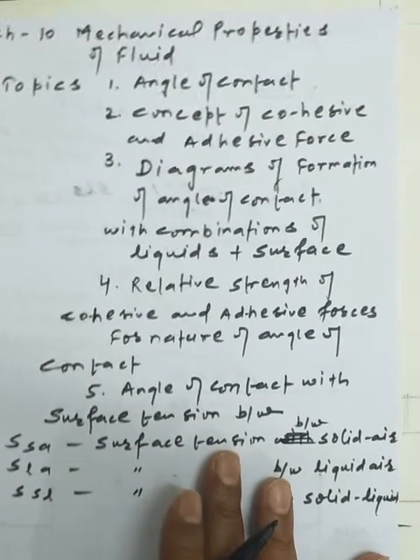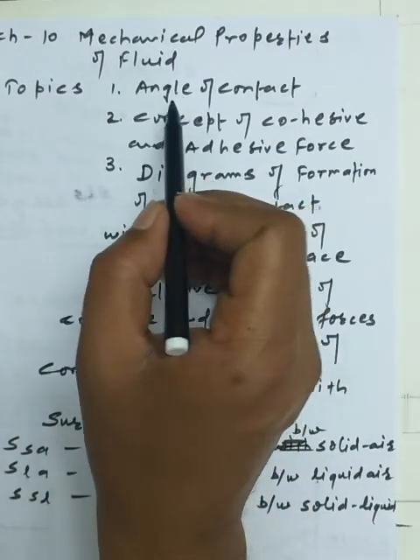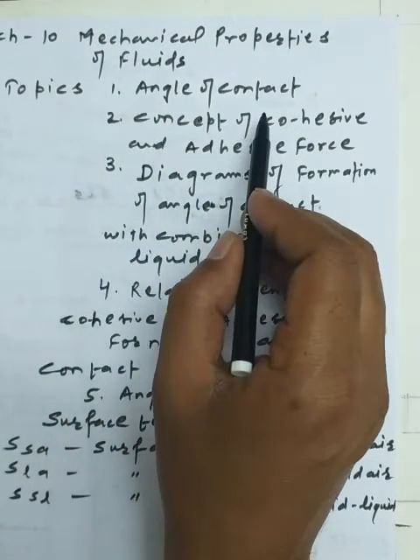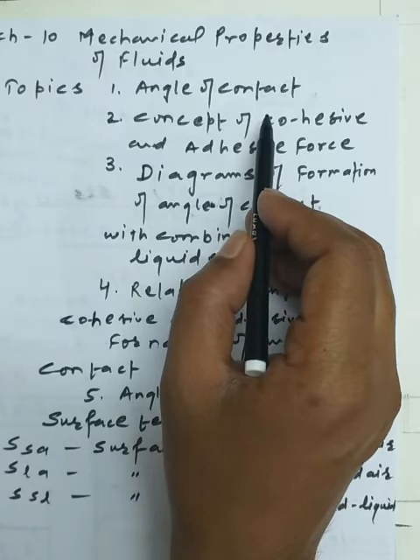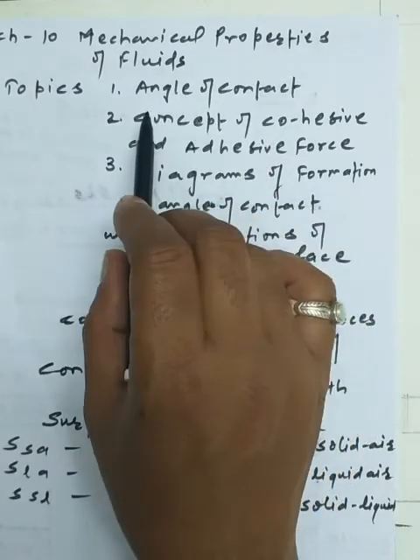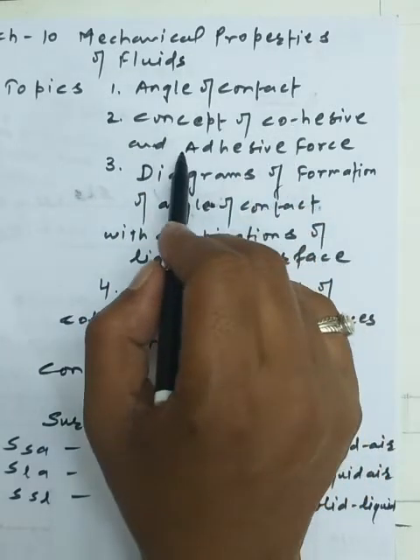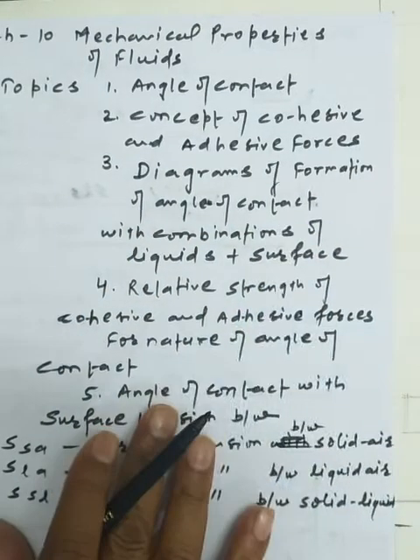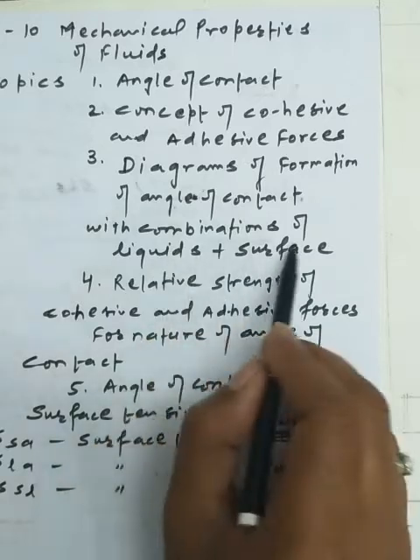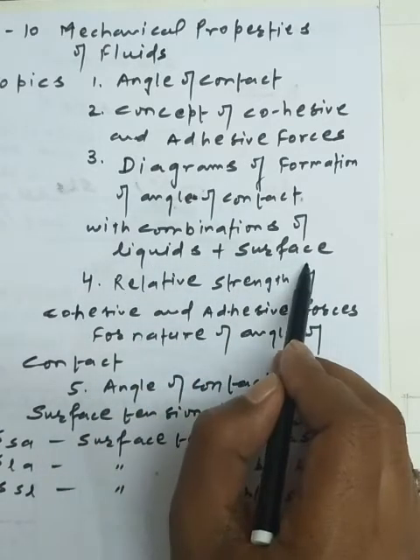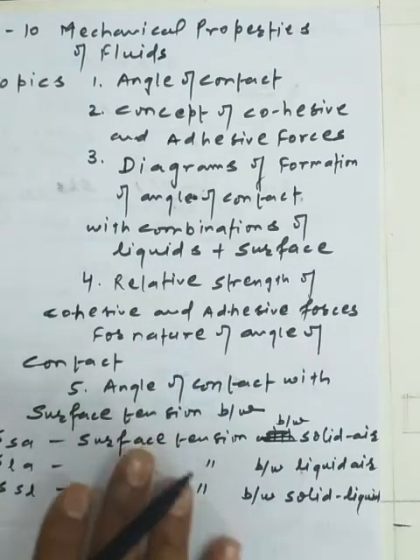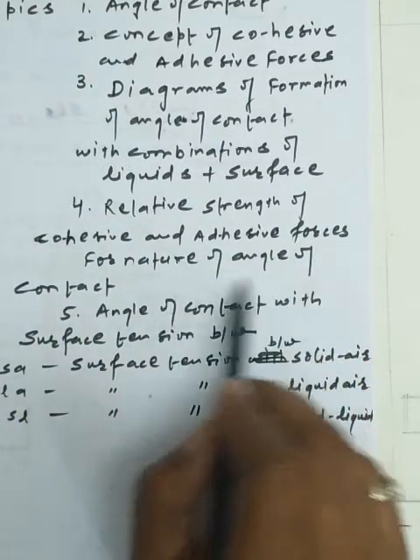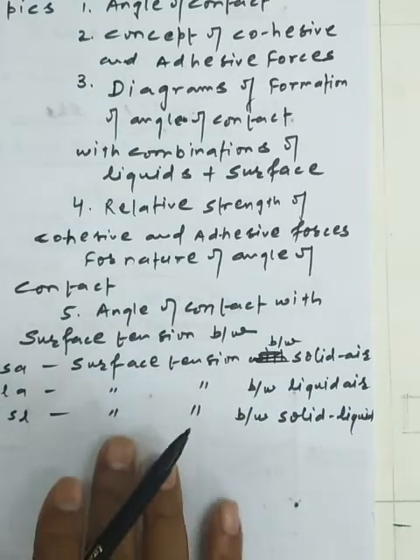Now, dear students, we have chapter number 10, Mechanical Properties of Fluids. We have the following topics for discussion. After surface tension, we have the angle of contact and the concept of cohesive and adhesive forces. Then the diagrams of the formation of the angle of contact with combinations of liquids and types of surfaces. Okay. Now, how the relative strength of the cohesive and adhesive forces decides the nature of the angle of contact, we will discuss here.